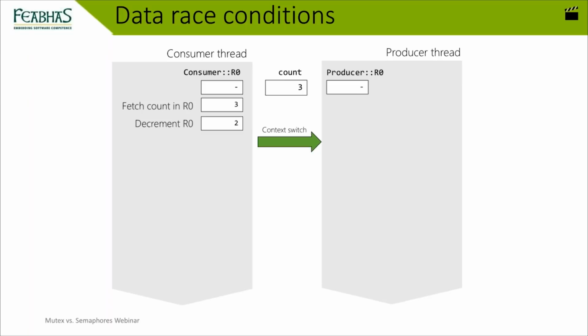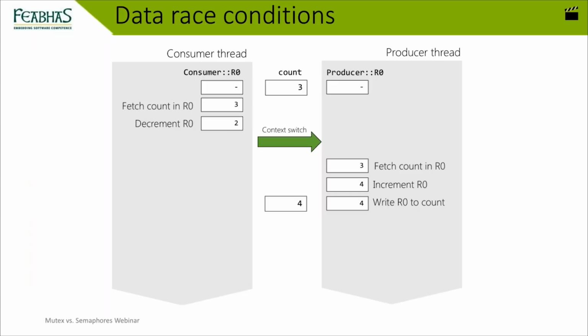Now, of course, we've saved those register values. We've saved R0 away into the task control block of the consumer thread, and we brought in the producer thread context. And as part of that, we restore R0 to the value it was in the producer thread the last time it ran. That doesn't really matter, because what it's going to do now is fetch the count. And the count is still 3 in memory. We increment that, and then we write that back out to memory. So now it's 4 in the shared memory system.